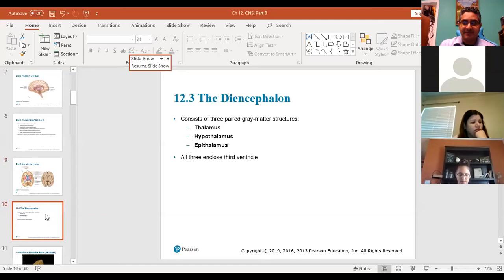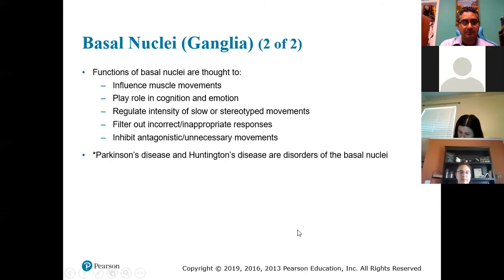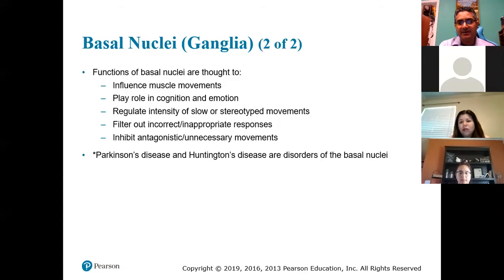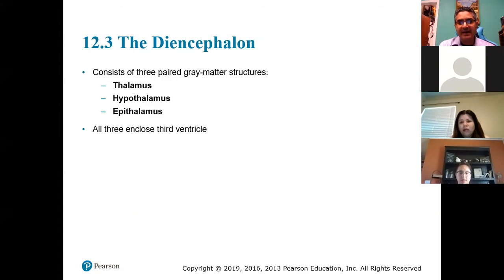The diencephalon. Diencephalon. Can you, am I on the, do you see diencephalon by any chance? Okay, just want to make sure it was sharing properly. Thank you. All right.